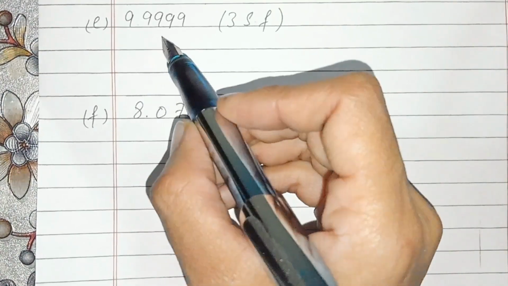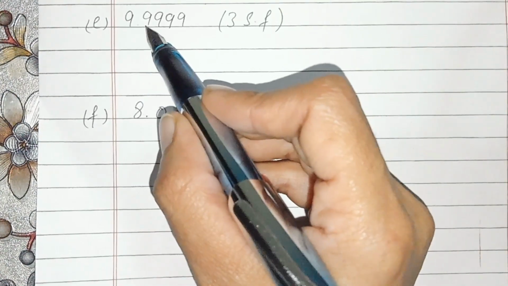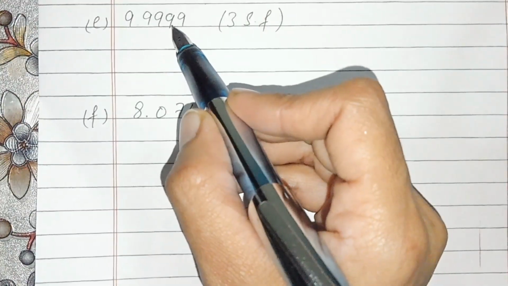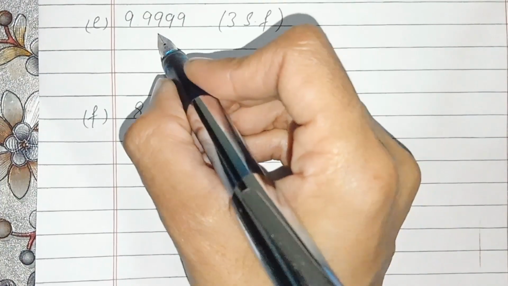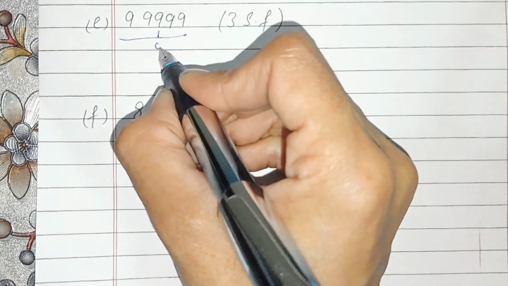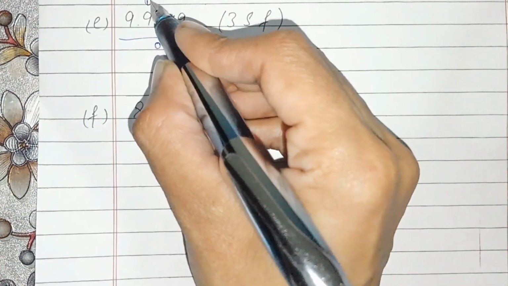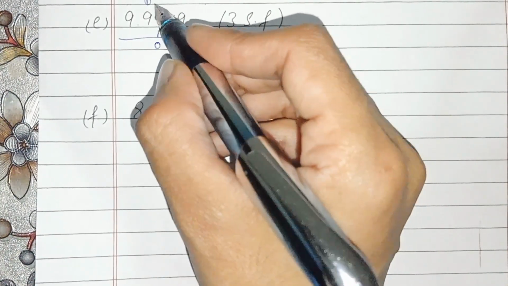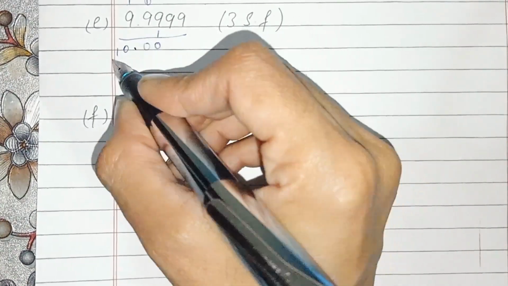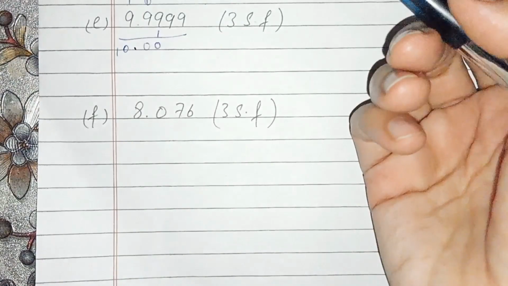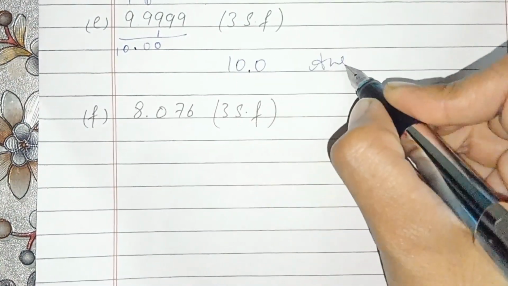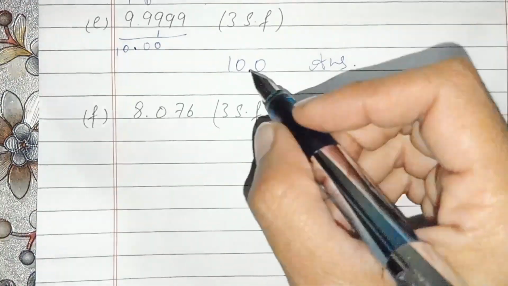Now students, part number E, to 3 significant figures, 1, 2 and 3. When we see the next value, that is 9, 1 is added in it, and this becomes 0 and 1 carry, and this also becomes 0, 1 carry, and this becomes 10, and the answer is 10.0. We have to write the value to 3 significant figures. We round it off like that.